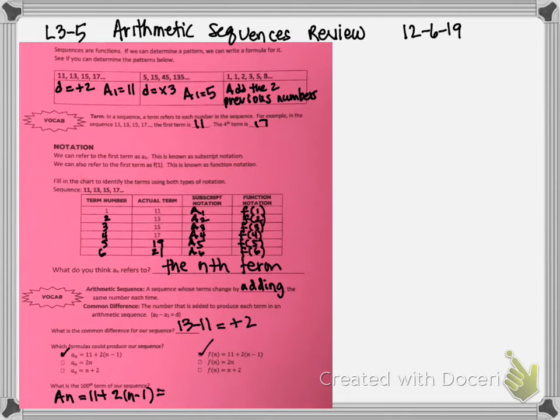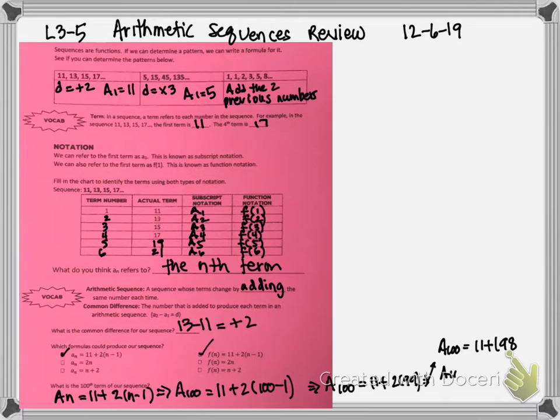So that's going to be a sub 100 equals 11 plus 2. And every time I see n, 100 goes in its place. Okay? So that's going to give me a sub 100 equals 11 plus 2 times 99, which is going to be, I'm going to write it up here. A sub 100 is going to be 11 plus 198, and then a sub 100 is going to equal, let's see, we get a 9, a 0, 209.